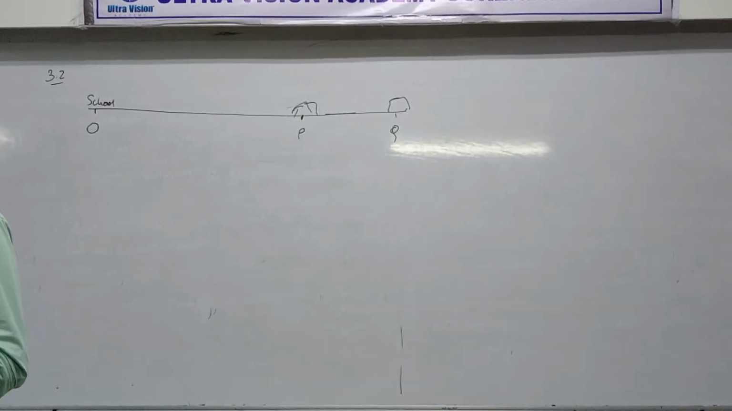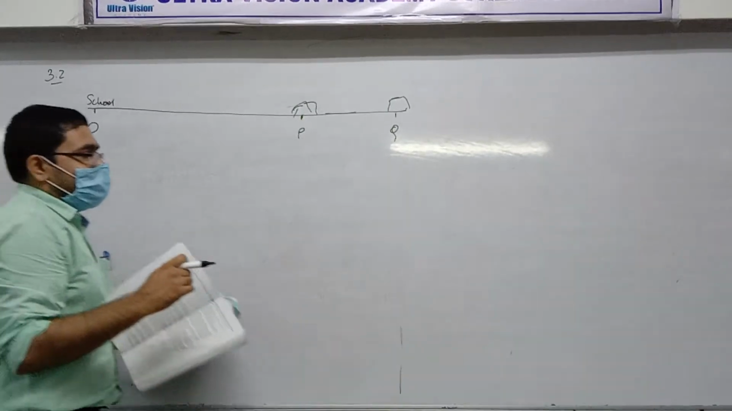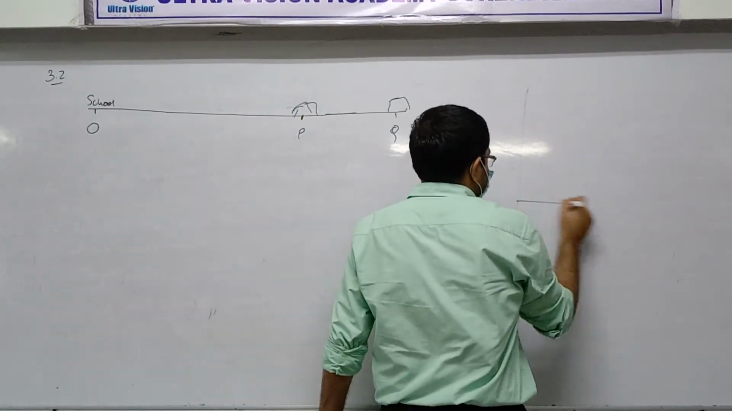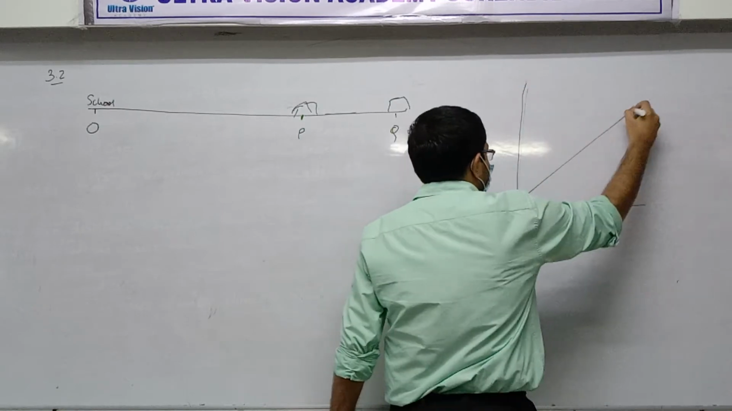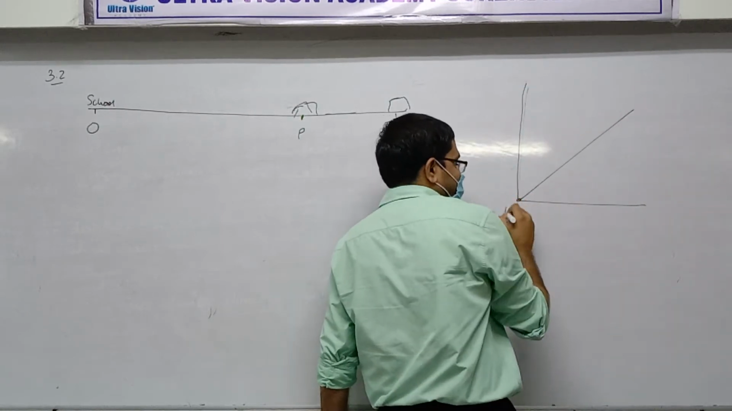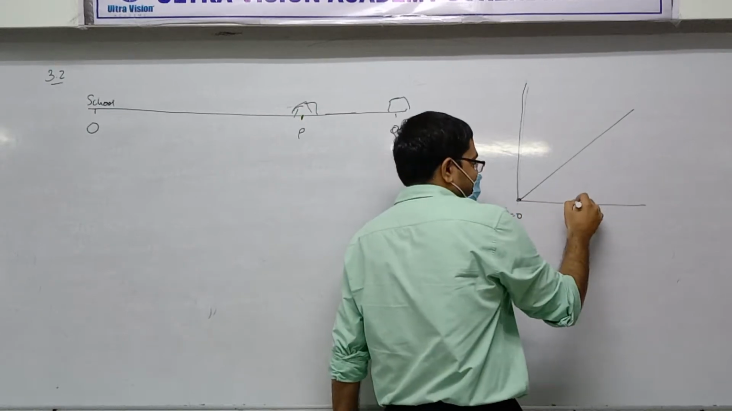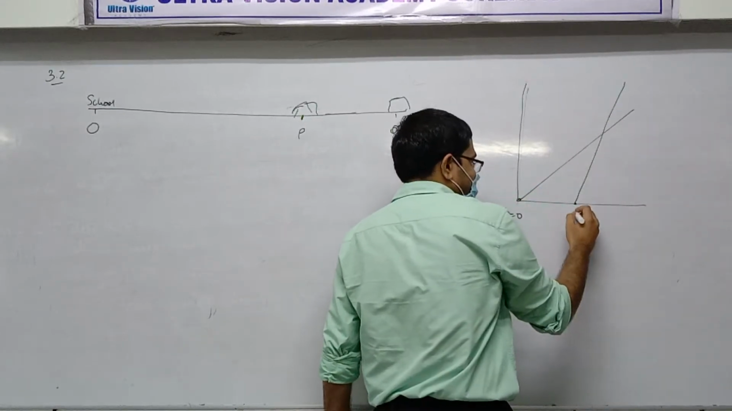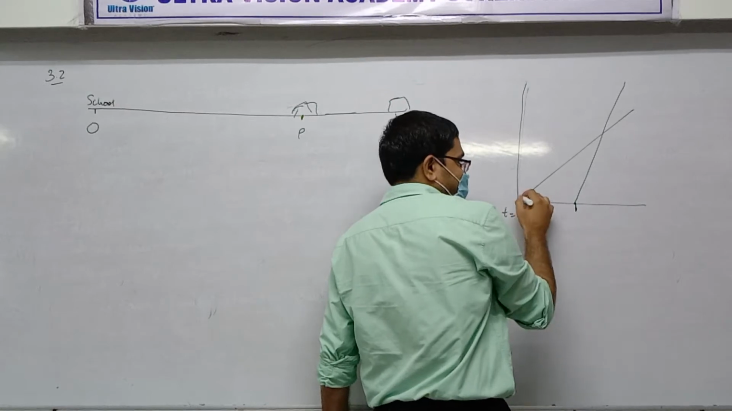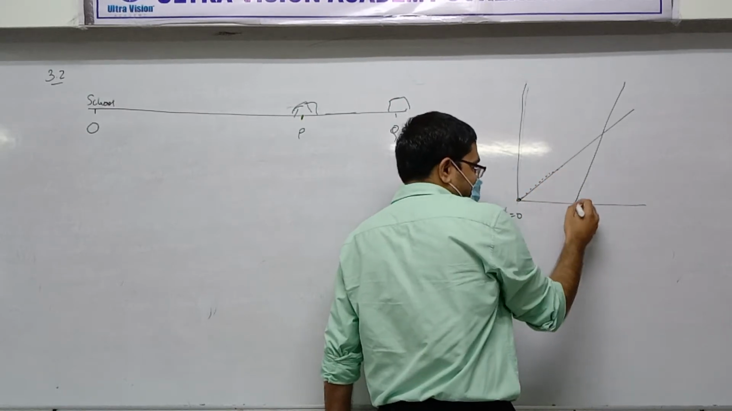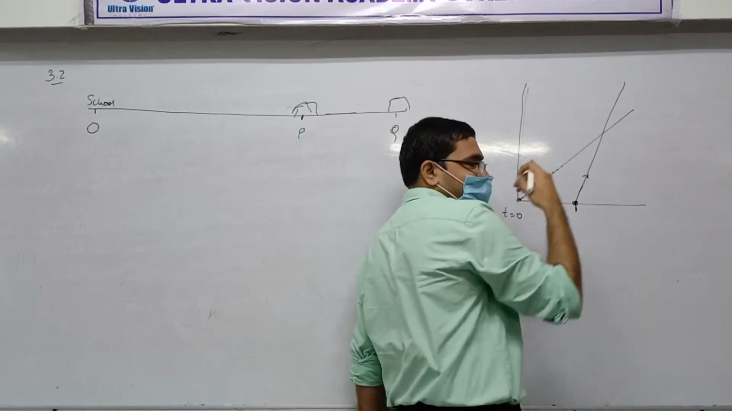B starts from school earlier than A? Look at the graphs again. How can you decide that? A starts earlier. See, the graph for A starts from here when time is 0, correct or not? But the graph for B starts from here. So obviously this is after A starts to walk for some time, only then the other child starts to walk from here.